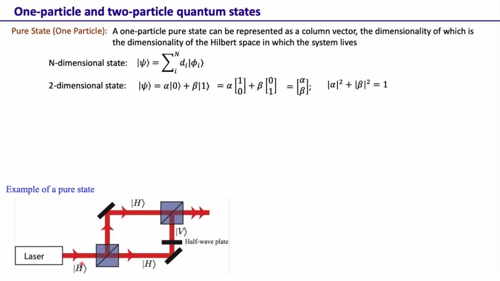Just to have an example of a pure state, we discussed this already. Suppose we have a laser with an H horizontally polarized photon coming in. If it goes through a beam splitter, it splits the possibility of the photon going into two. So, either the photon can go this way or the photon can go this way.